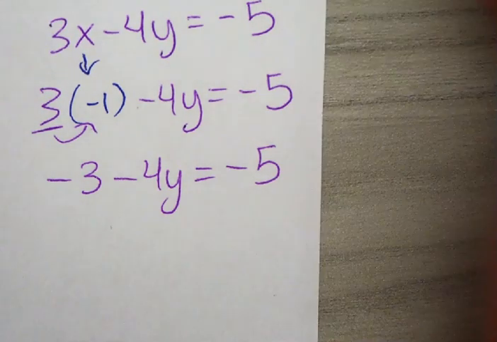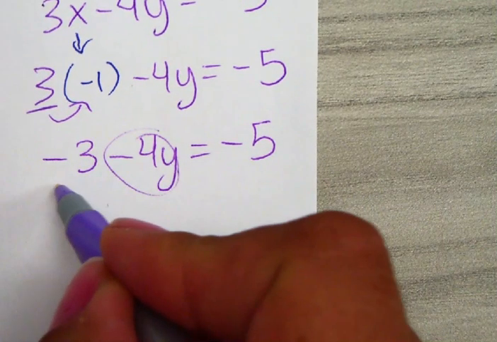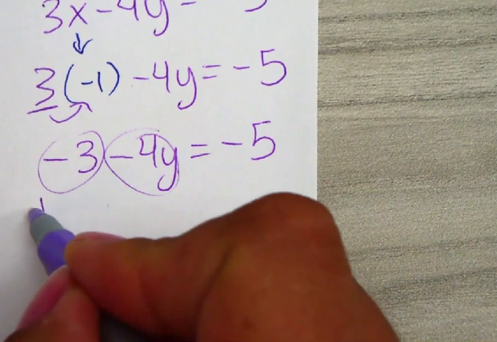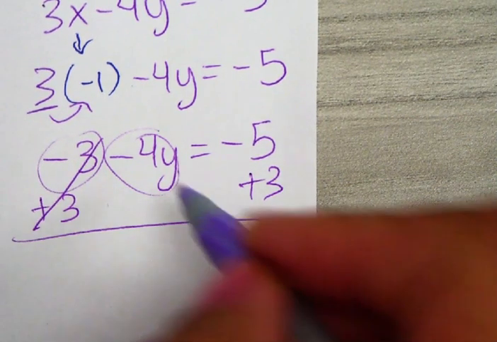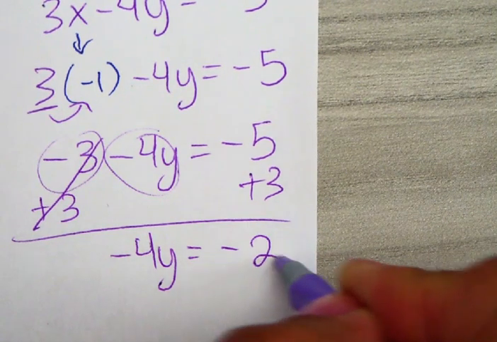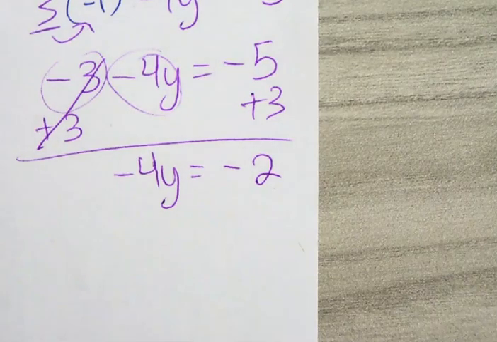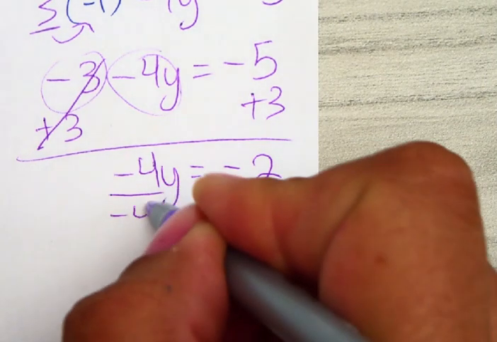And then after this, we are keeping the y term. So we're going to cancel the constant. So we're going to add 3 to eliminate it. And now we have negative 4y equals negative 2.